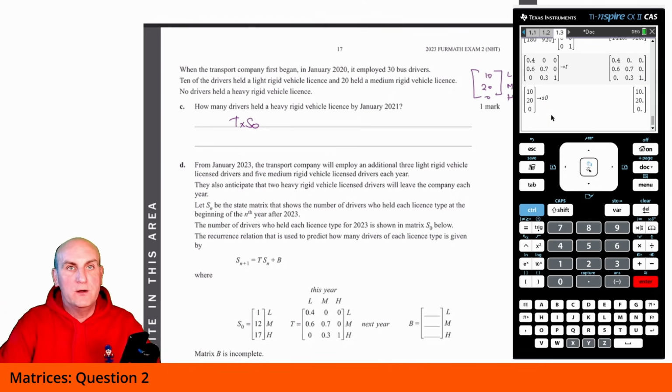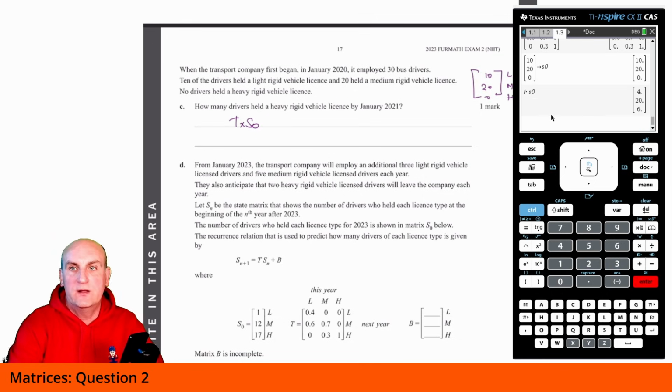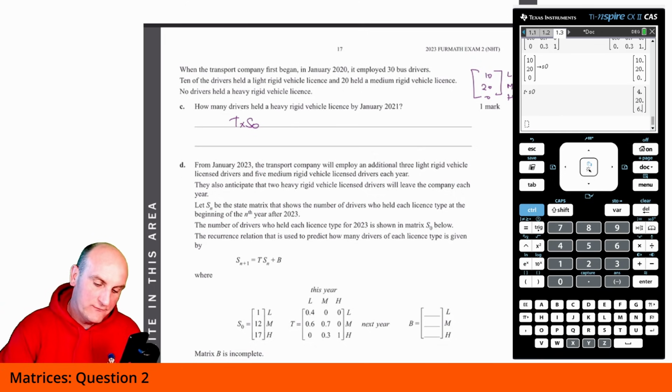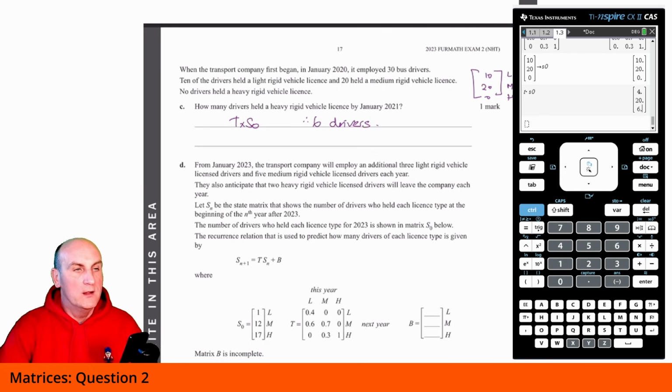Right, so what have we got? January 2020 to January 2021, so it's just 1. So I'm going to do T times S0 just the once. It's going to be 4, 20, and 6, but it only wants to know how many drivers held a heavy rigid. So that's going to be that final value here, which is 6. So therefore, 6 drivers. Probably took me longer to explain that than to actually do the question.